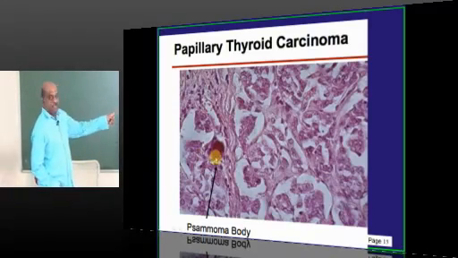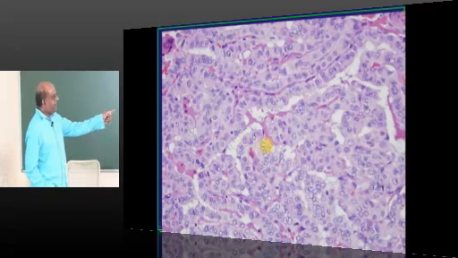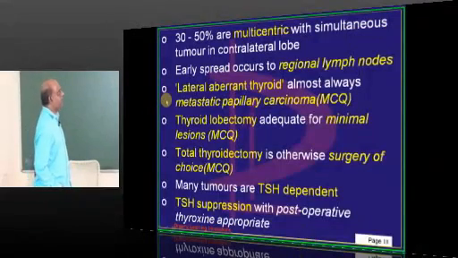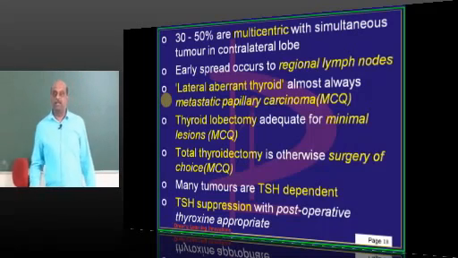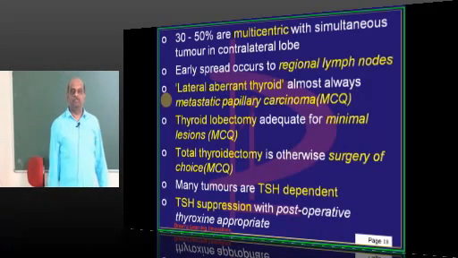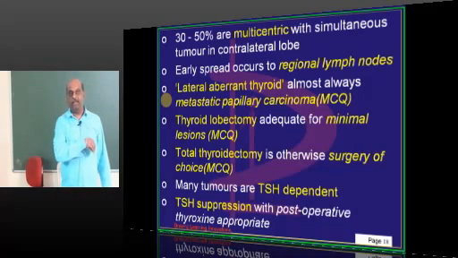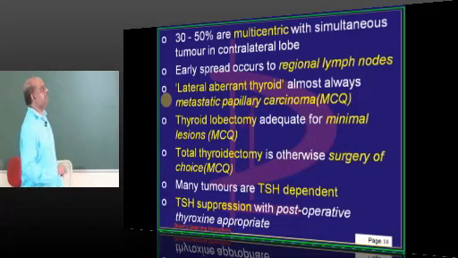One more example of a psammoma body and how a papillary carcinoma typically looks with the Orphan Annie-eyed ground glass nucleated cells. Now, one important thing about papillary is half of the papillary are multicentric. It is here, it is there, it is everywhere. If you only try to identify one area and say that this is only papillary, no. There is a papillary focus in the contralateral lobe too; multicentric is a characteristic feature of the papillary.